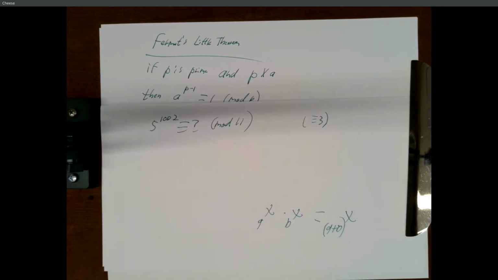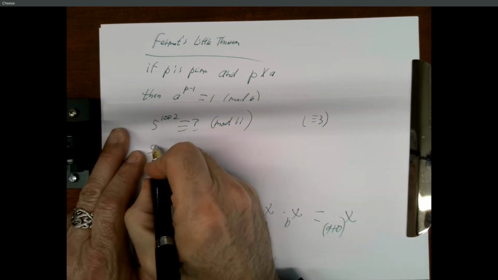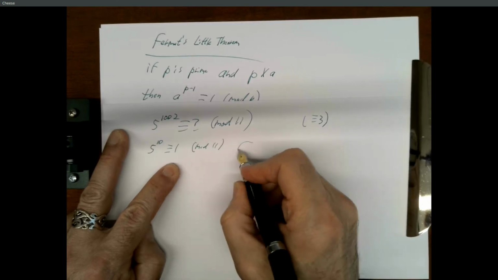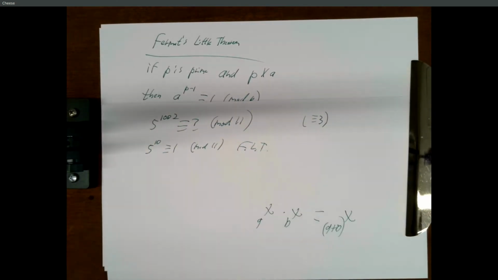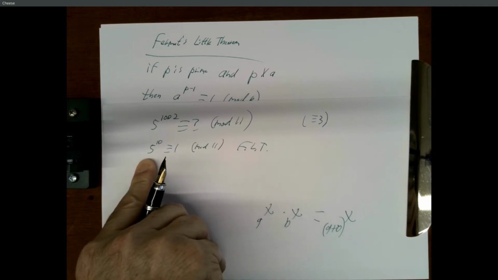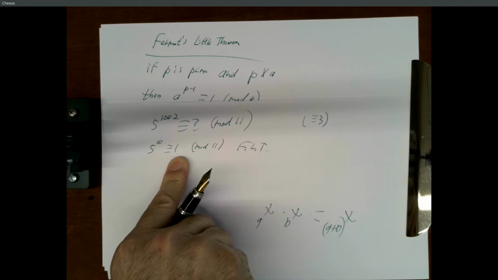Fermat's little theorem will let us chunk away at this exponent. So if we're working mod 11, what do we know from Fermat's little theorem? We know 5 to the 10th is congruent to 1 modulo 11. That's Fermat's little theorem. Having something congruent to 1 is really nice, because if we raise this left side to any power we want, it'll be congruent to 1 raised to that same power, which is still just 1. Right? Ones are nice to deal with.